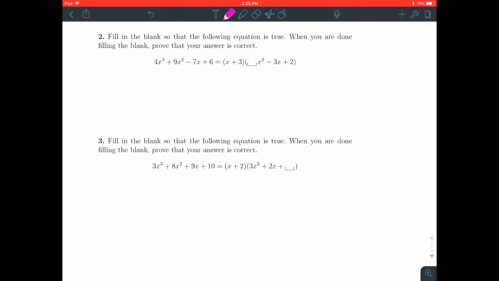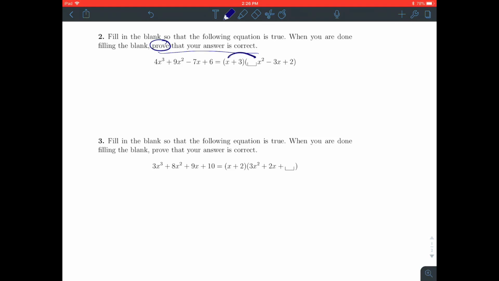Alright, time to focus on the main part of today's lesson. The main part of today's lesson had these interesting distribution problems where you had to fill in the coefficients. So fill in the blank so that the following equation is true. When you're done filling the blank, prove that your answer is correct. The way we're going to prove that it's correct is we're going to show that these two sides are actually equal. So here we go.